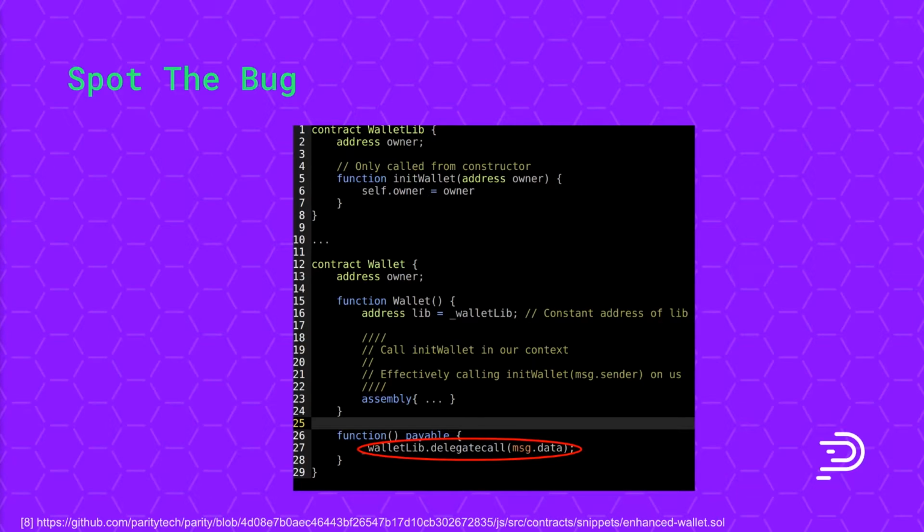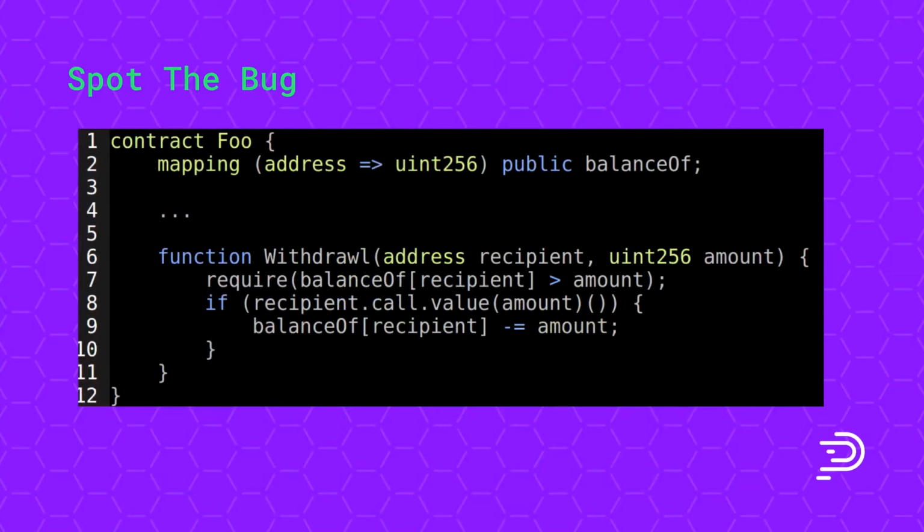Let's do one more. Again, I will give you a few seconds to analyze this short snippet. In this example's withdrawal function, first an account's balance is checked, then the value is sent to the account, then on success the balance is updated.